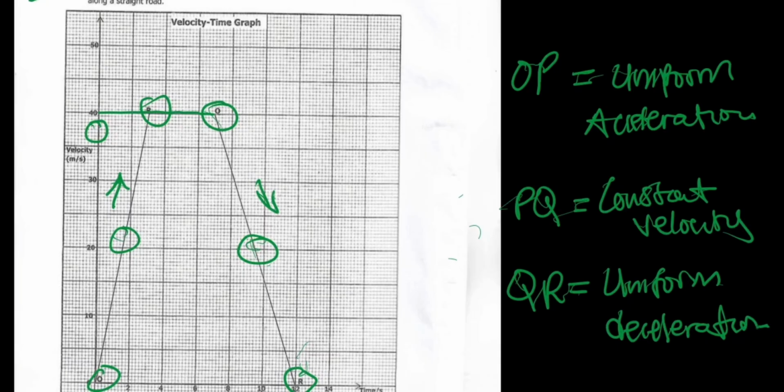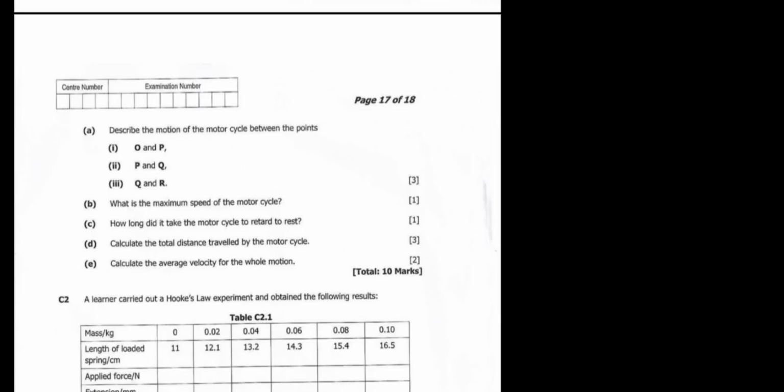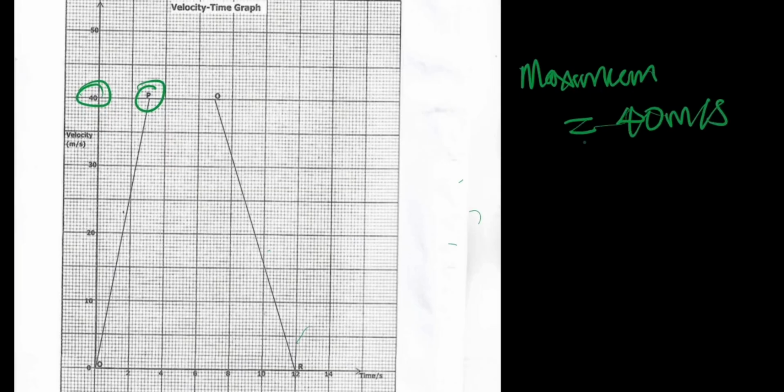Question B says, what is the maximum speed of the motorcycle? What would you say? Well, when you look at the graph, you'll notice that the maximum speed is actually at point P, which is 40. This is the maximum speed reached by this motorcycle. So you can go ahead and say that the maximum speed is actually equal to 40 meters per second.